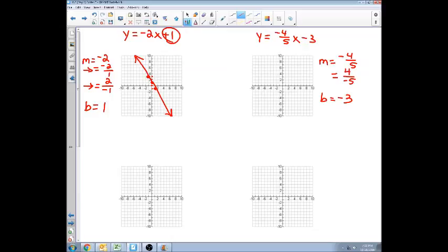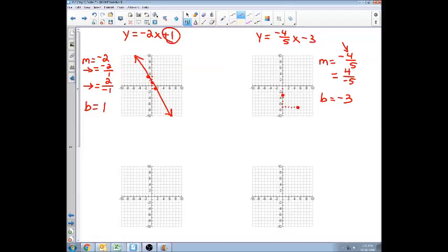I need to go to my y-intercept first, so negative 3, down 3. There's my y-intercept. My first slope tells me I'll go down for my rise, 1, 2, 3, and I'll go positive for my run, so right 5: 1, 2, 3, 4, 5.